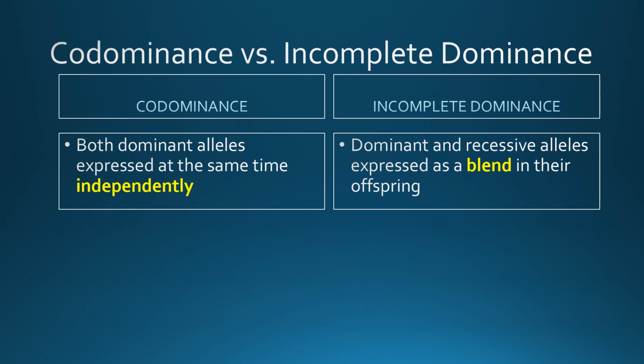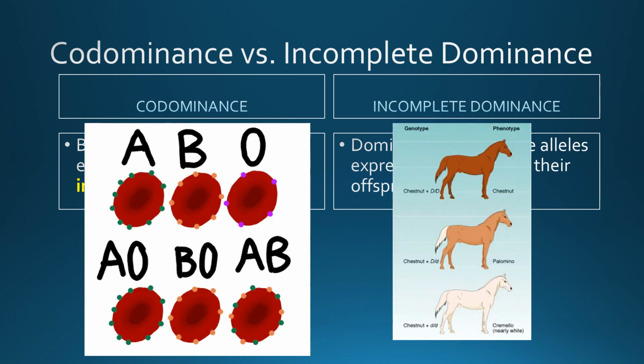Codominance is when both alleles are expressed at the same time independently of each other. You can see both black and white in that cow. Incomplete dominance is when the dominant and recessive allele is expressed as a blend. So red and white make a pink flower. Another example of this is blood type. These are my possibilities for my blood type.